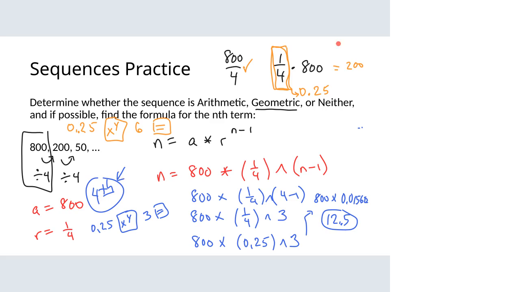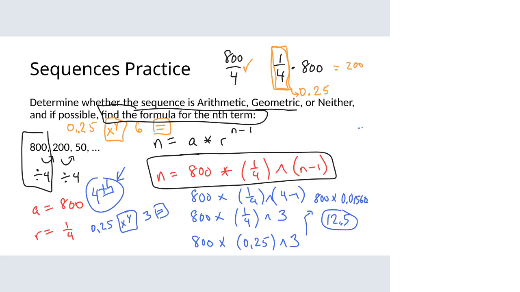Your job, primarily in these, will not so much be to find a horrible 4th, 5th, 7th term like that. Instead, it's going to be to find the formula for the nth term, and that's what we had here.